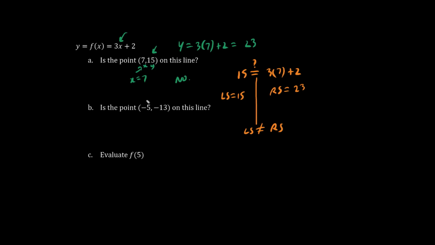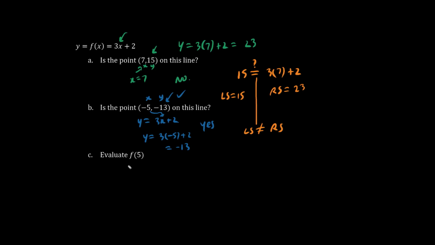Now let's work on this point here. We have the x value of negative 5 and the y value of negative 13. Let's substitute negative 5 into y equals 3x plus 2, the line equation. What y value are we expecting? We have 3 times negative 5 plus 2, which is negative 15 plus 2, which is negative 13. Indeed, we have the correct y value, so we say yes, it is on the line.